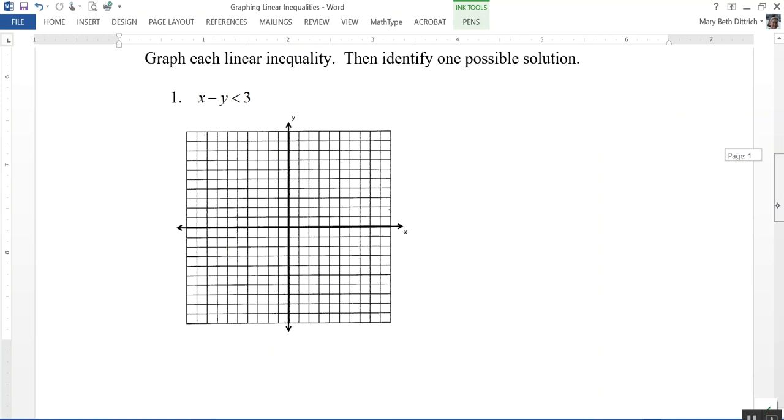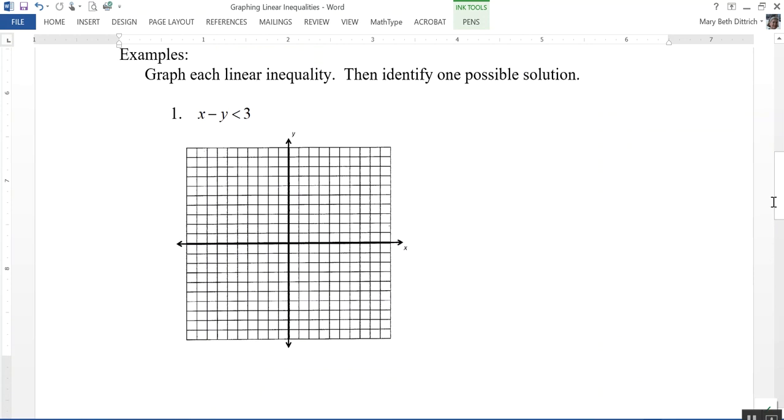Here we have the linear inequality x minus y is less than 3. So I want to graph the line x minus y equals 3. But in order to do that, I need to put this into slope-intercept form. So I'm going to subtract x on both sides, and I'm going to leave it as an inequality. Subtracting x on each side gives me negative y is less than negative x plus 3. Then I want to get rid of that negative y, so I divide everything by negative 1. And recall that when you divide an inequality by a negative number, the inequality symbol changes directions.